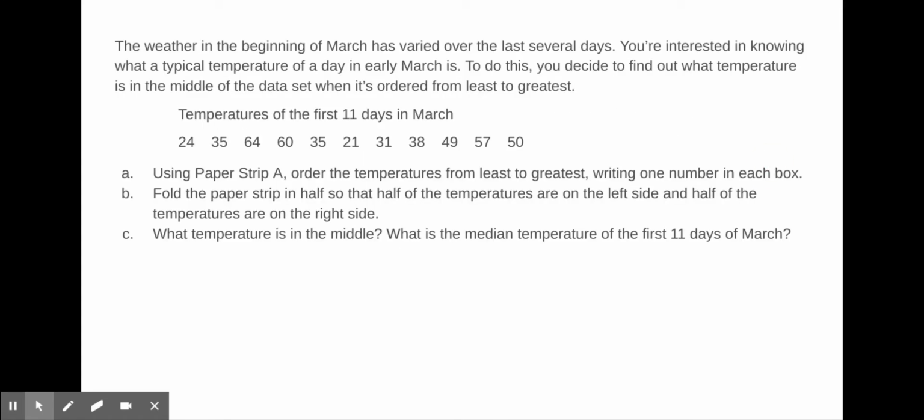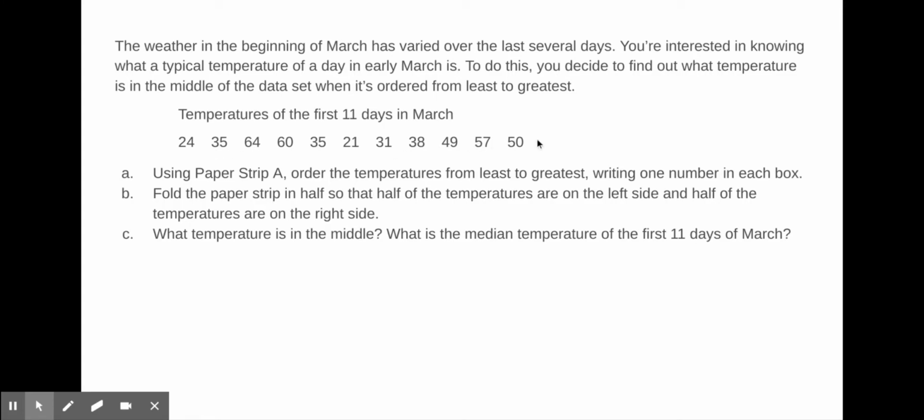So here's a problem we're going to solve. We're asked to look at the weather at the beginning of March, and we're given the temperatures for the first 11 days of March. I can see that they're pretty spread out. I can see a 21 in here. That's probably the minimum, and it looks like a 64 is the maximum.